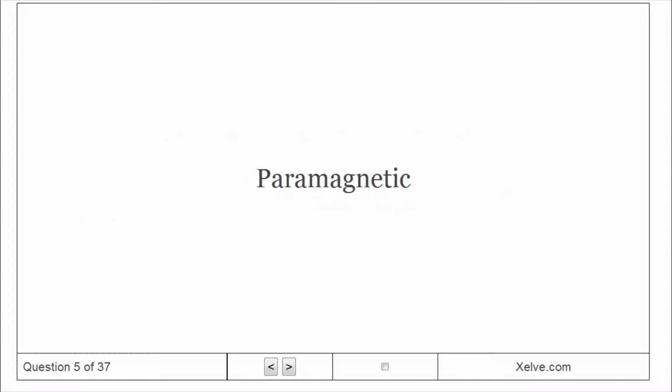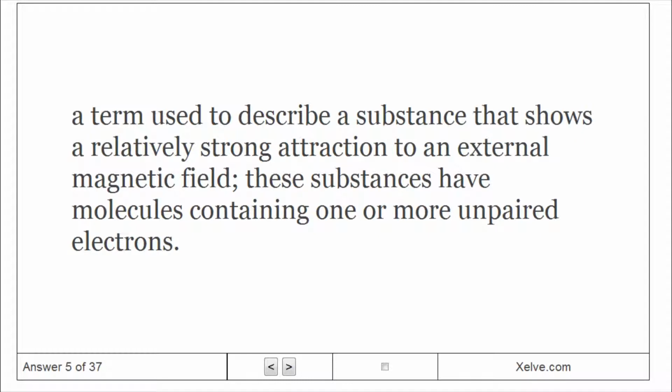Paramagnetic. A term used to describe a substance that shows a relatively strong attraction to an external magnetic field. These substances have molecules containing one or more unpaired electrons.